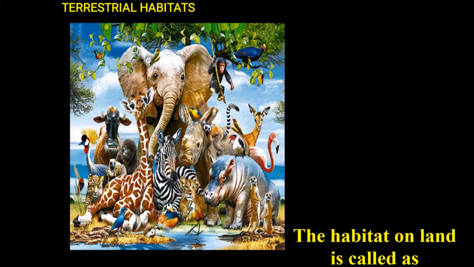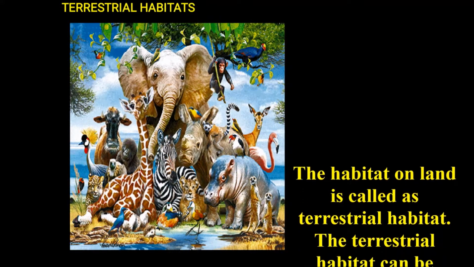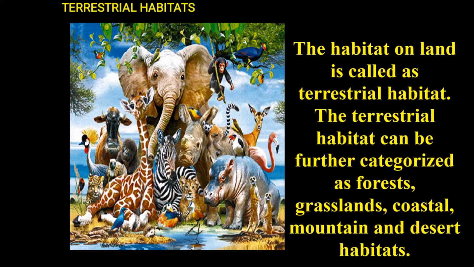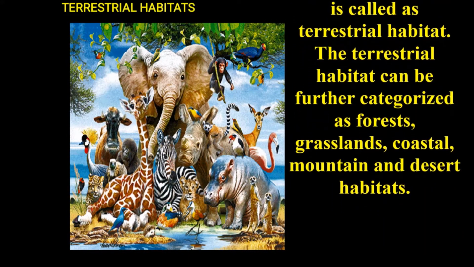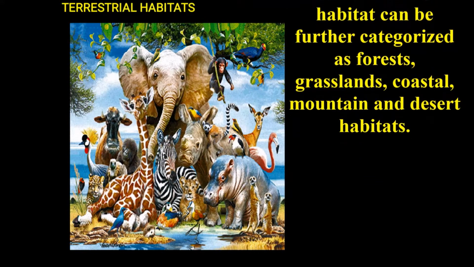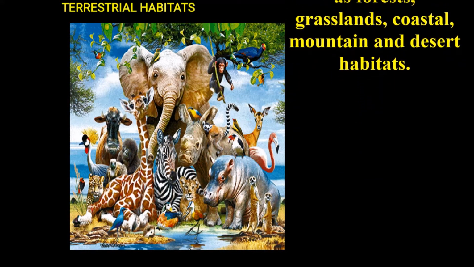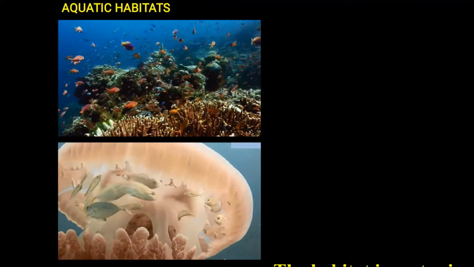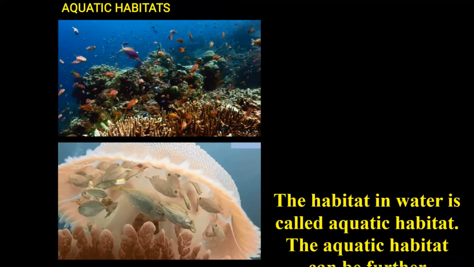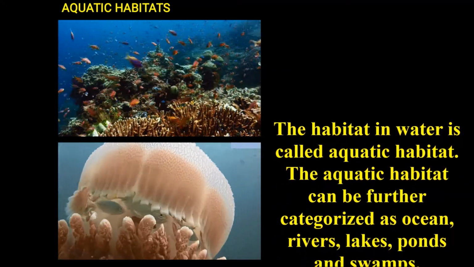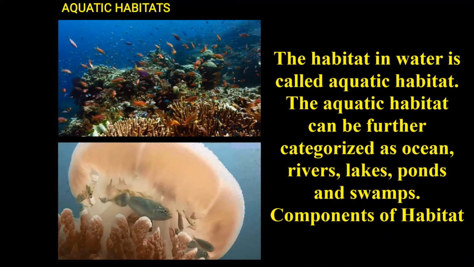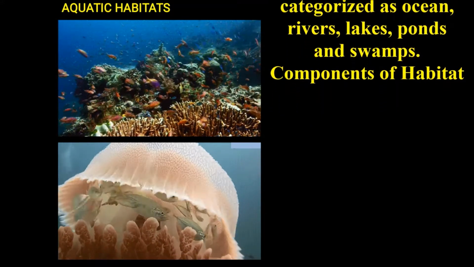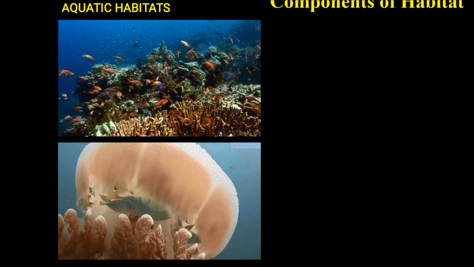Now, let us discuss terrestrial and aquatic habitat. The habitat on the land is called terrestrial habitat. The terrestrial habitat can be further categorized into forest, grassland, coastal, mountain and desert habitats. Now, let us see the definition of aquatic habitat. The habitat in water is called aquatic habitat. The aquatic habitat can further be categorized into oceans, rivers, lakes, ponds, and swamps.